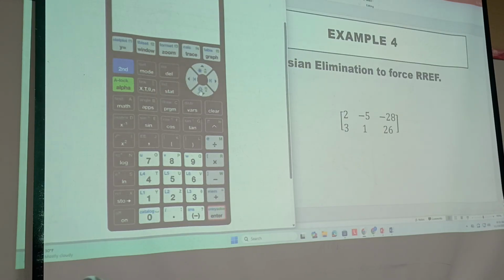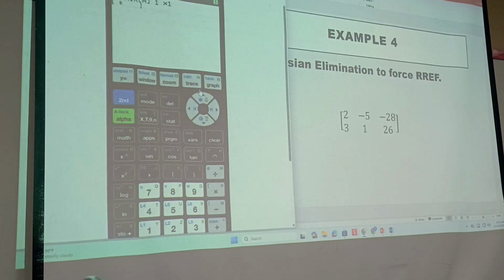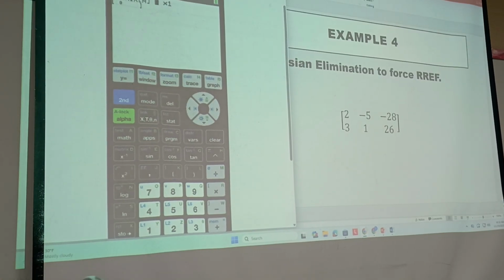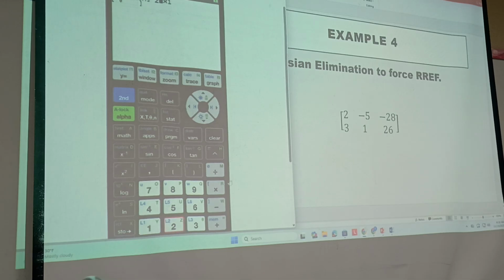So hit enter on edit, and then we type in. You might already have a matrix in your calculator if someone else had used this at some time. Just clear it. So how many rows do I have on this matrix? 2. How many columns do I have? 3. Now, the good news is you know if you typed it in wrong because it won't look like your paper, right? It should be a 2 by 3 matrix.